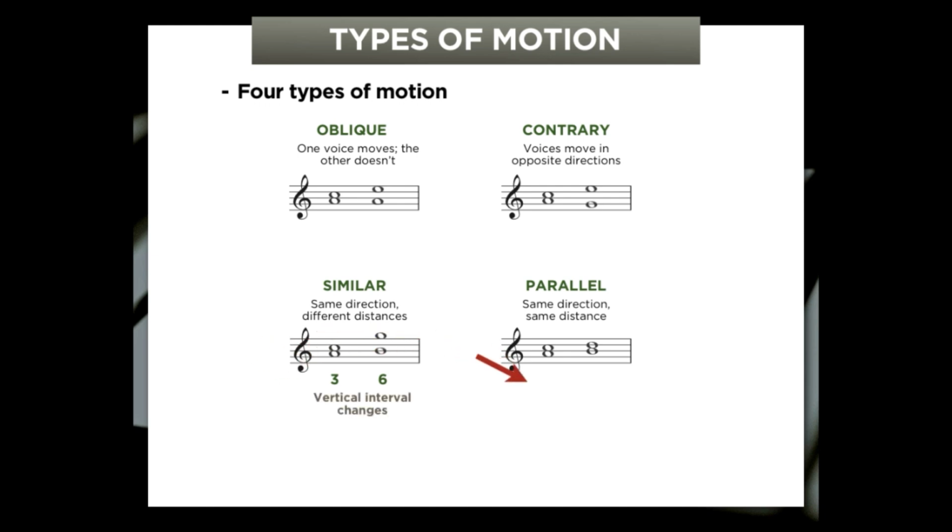In parallel motion, because the 2 voices move the same distance in the same direction, it preserves the vertical interval between them. So here we start on a third, they both move by step, and what results is another third. So the vertical interval stays the same.